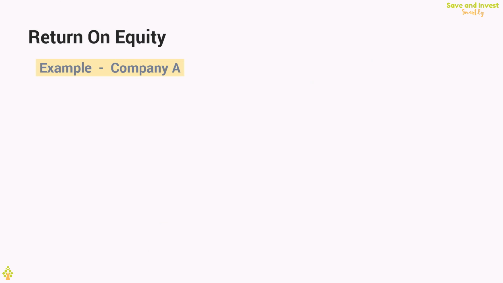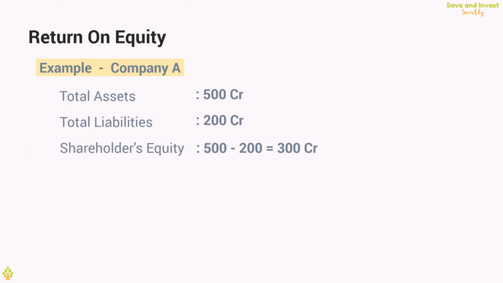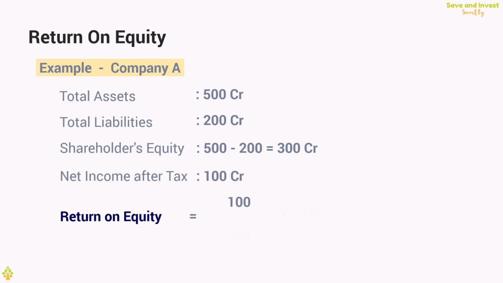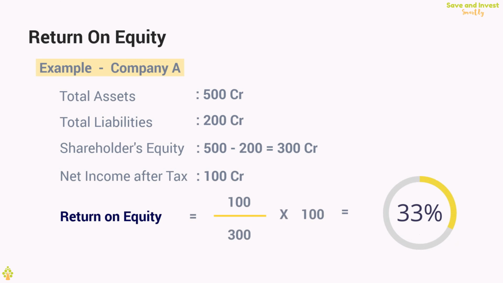For example, consider company A, which has total assets of 500 crores and total liabilities of 200 crores. Then the shareholders' equity will be equal to 300 crores. If the net income after taxes is 100 crores in a year, then the return on equity is net income divided by shareholders' equity, which is 33%.